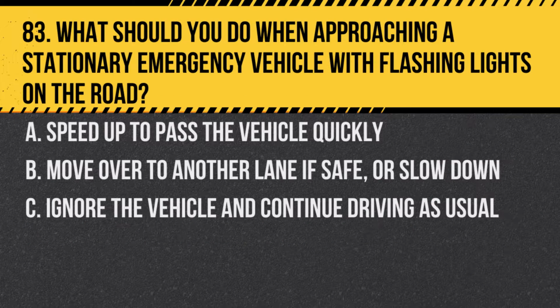Question 83. What should you do when approaching a stationary emergency vehicle with flashing lights on the road? A. Speed up to pass the vehicle quickly. B. Move over to another lane if safe or slow down. C. Ignore the vehicle and continue driving as usual.